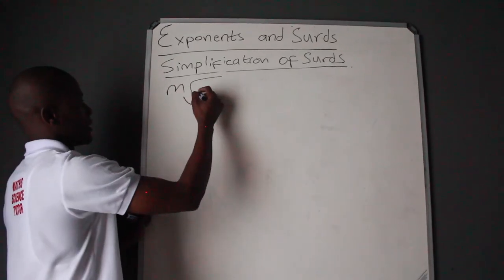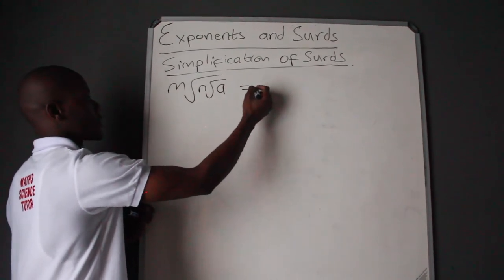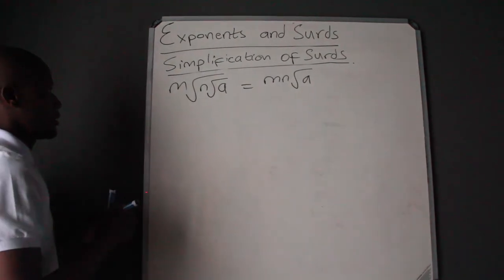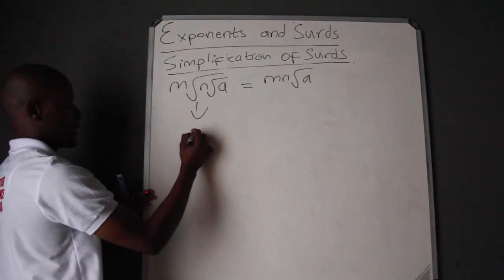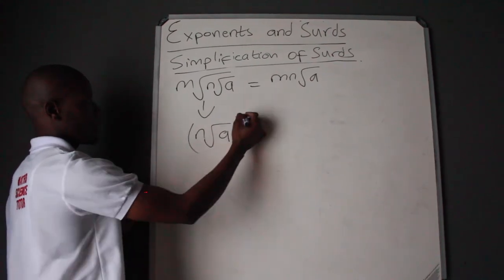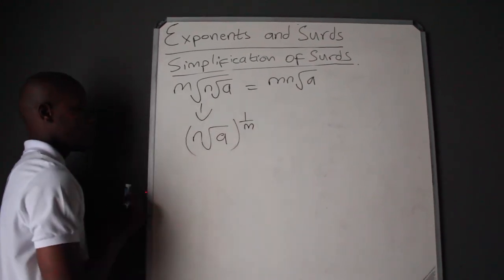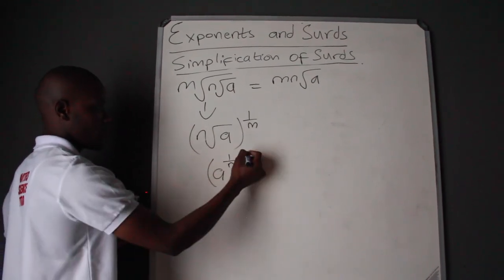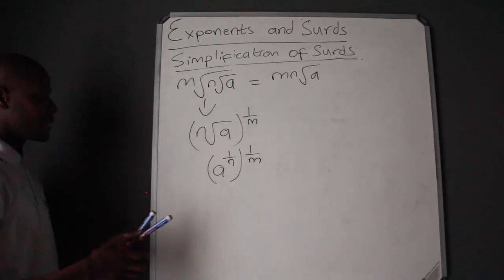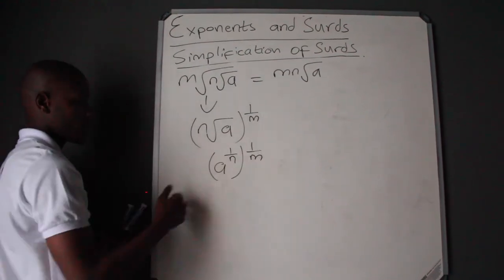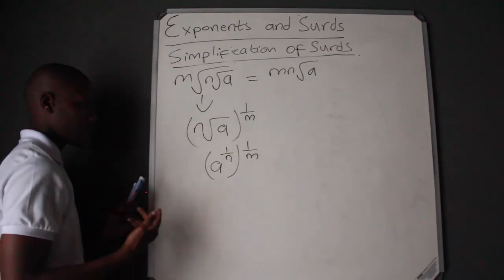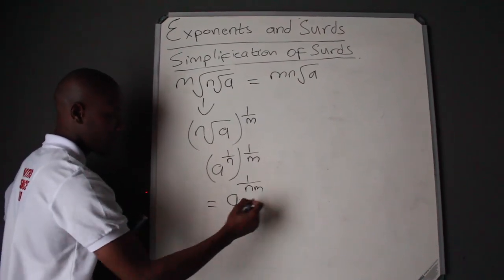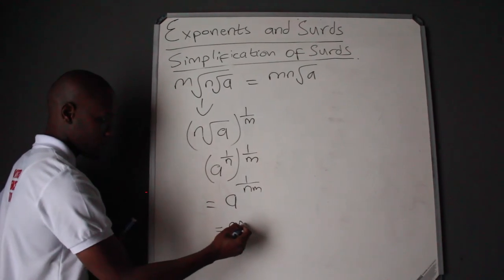The m-th root of the n-th root of a is equal to the mn-th root of a. Check, it is the same as the n-th root of a all raised to the power 1 over m. And the n-th root of a is a to the power 1 over n all raised to the power 1 over m. So we multiply exponents. 1 times 1 is 1. n times m is nm. So it is going to be a to the power 1 over nm. Therefore, it is the nm-th root of a.